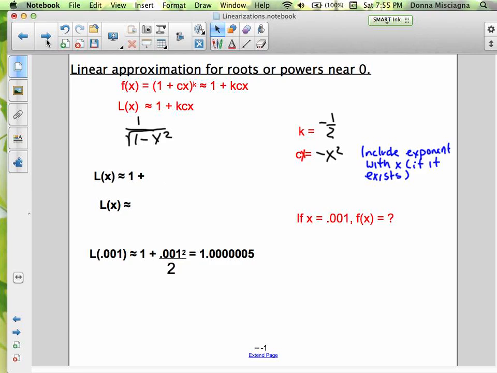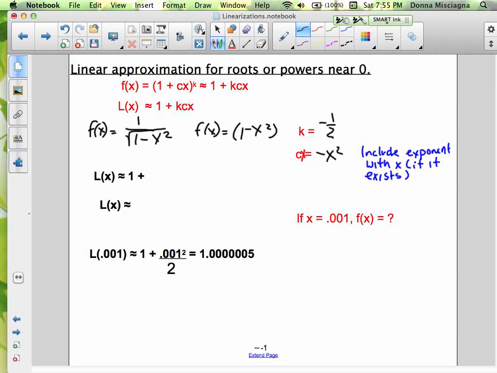All right, so again, we want to rewrite this one. So we have f of x equals 1 over the square root of 1 minus x squared. That's the same as 1 minus x squared to the negative 1/2 power. So k is the exponent, that'd be negative 1/2. Here we've got an exponent on our x, so include the exponent with x. So our c, or cx, is negative x squared.